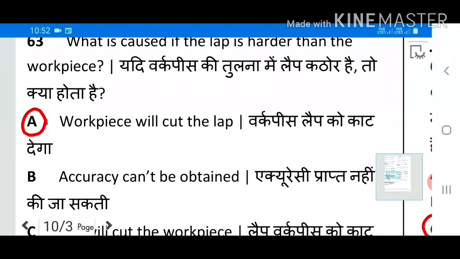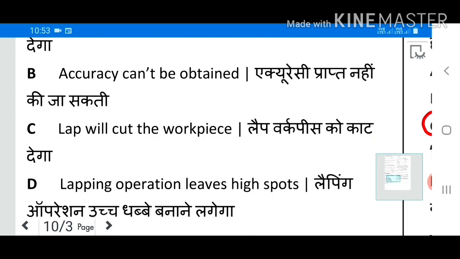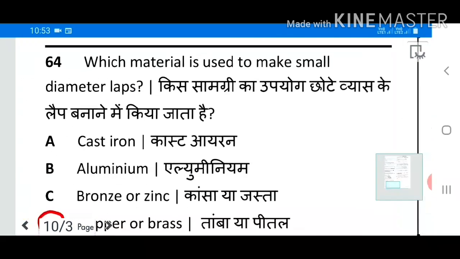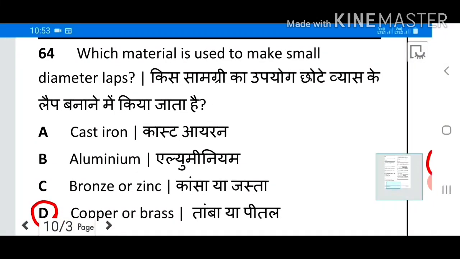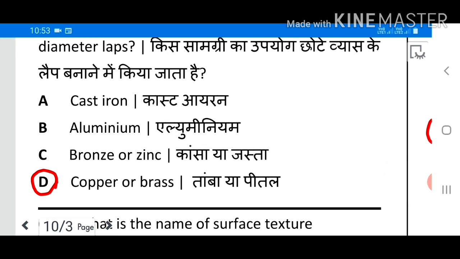63. What is caused if the lap is harder than the workpiece? Answer A. Workpiece will cut the lap. 64. Which material is used to make small diameter laps? Answer D. Copper or brass.